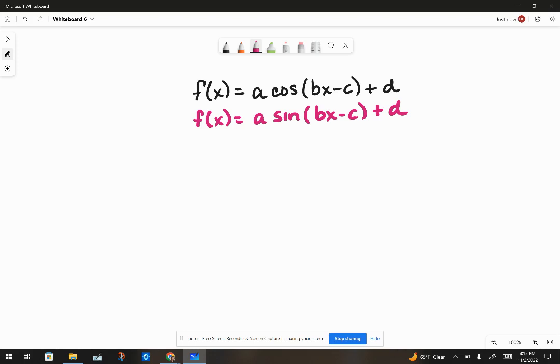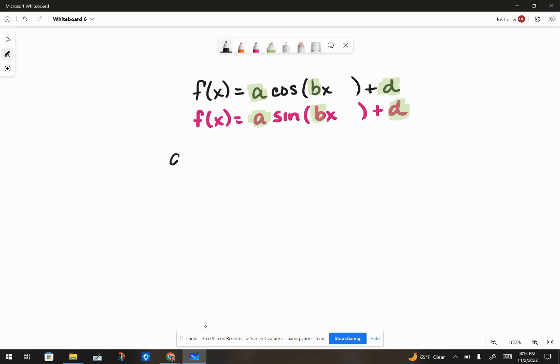Now, one thing I told students is that we will not have any phase shift, horizontal shift. So as far as the C value is concerned, we are going to ignore that completely. So the only thing I need you to find in this first section is A, B, and D. Okay? Now, what do those mean?